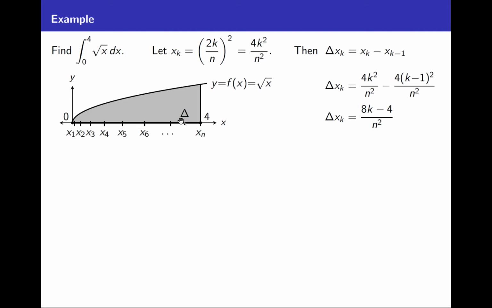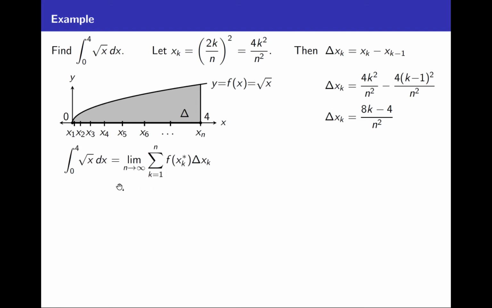You can see here that the largest base is the very last one, which is 8 times n minus 4 divided by n squared. That's delta x sub n. And notice that as n goes to infinity, delta, which is 8n minus 4 over n squared, goes to 0 as n gets bigger and bigger. You can check that. So this delta really is getting closer and closer to 0 as n goes to infinity, just as it should in our definition number 3 of the definite integral.